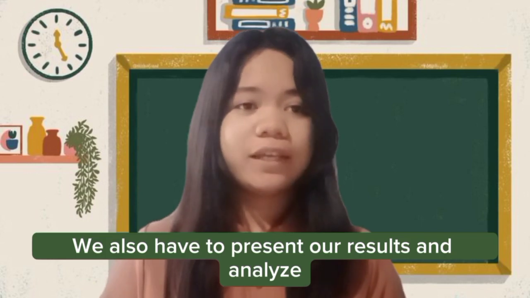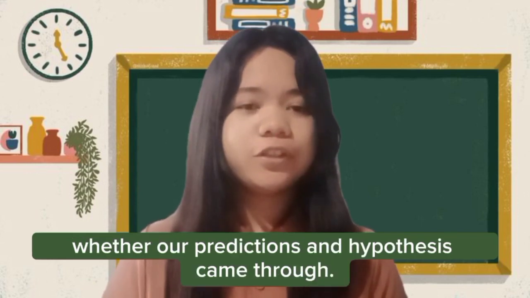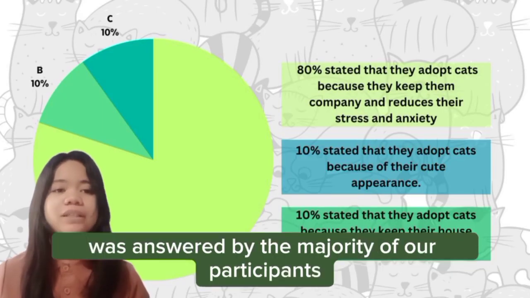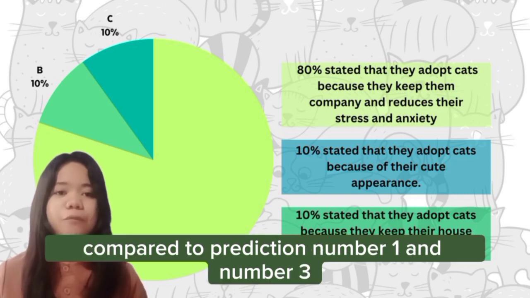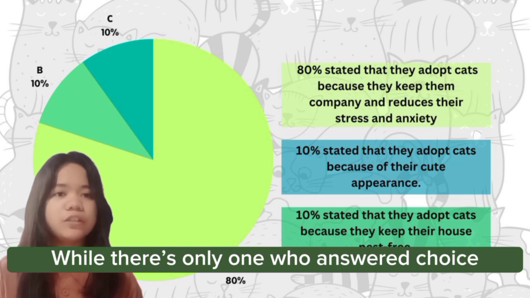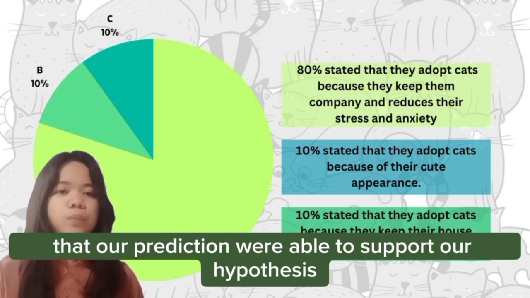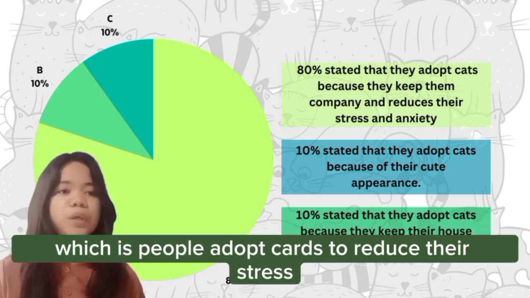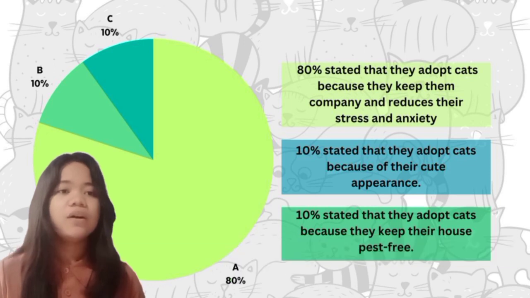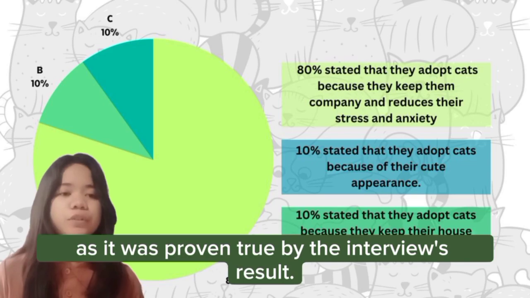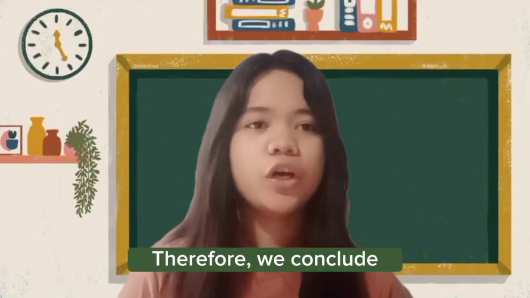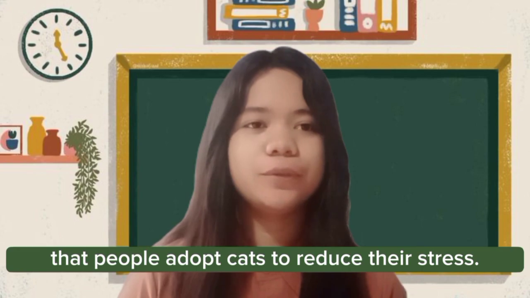We also have to present our results and analyze whether our predictions and hypotheses came true. It shows that prediction number 2 was answered by the majority of our participants compared to prediction number 1 and number 3. While there's only one who gave a choice that was not in our predictions, this signifies that our predictions were able to support our hypothesis, which is people adopt cats to reduce their stress, while this hypothesis is also accepted as it was proven true by the interviews' results. Therefore, we conclude that people adopt cats to reduce their stress.